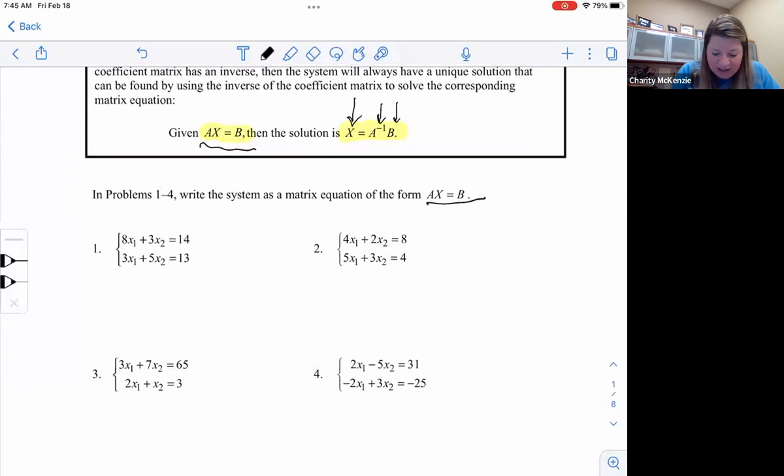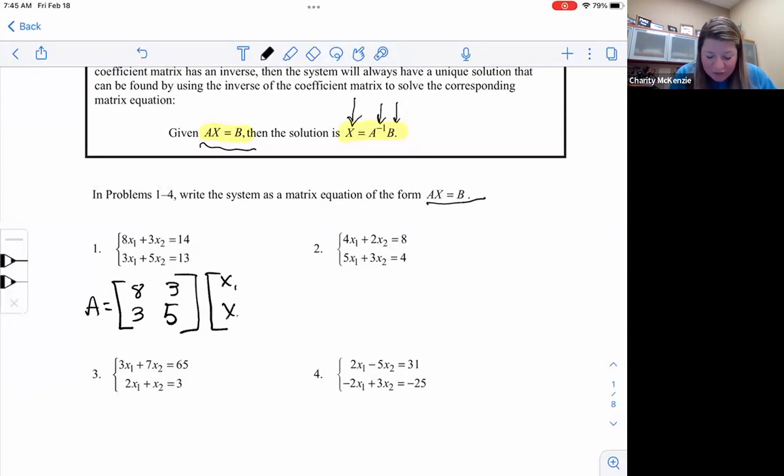So this function here for problem 1, it wants you to come up with what is A. So A is going to be the coefficients from your matrix. So it'd go 8, 3, 3, 5. That is A. Okay. And then X is going to be X1, X2. Sometimes that's XY.